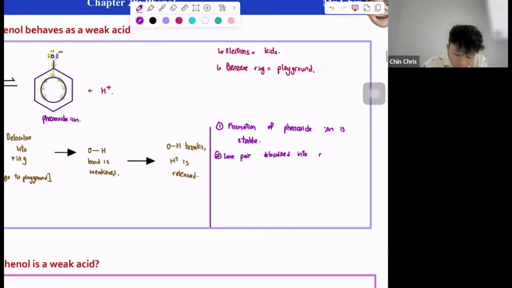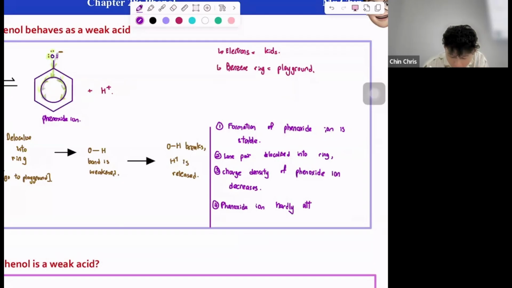When the lone pair delocalizes into the ring, the charge density of your phenoxide ion decreases. Which means a phenoxide ion will hardly attract back an H plus. Okay, here's the story, guys.